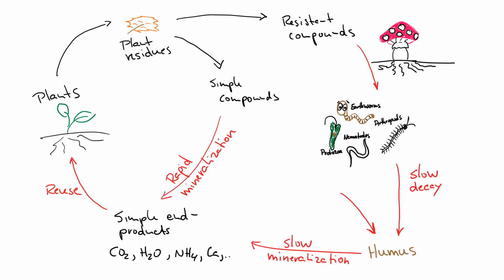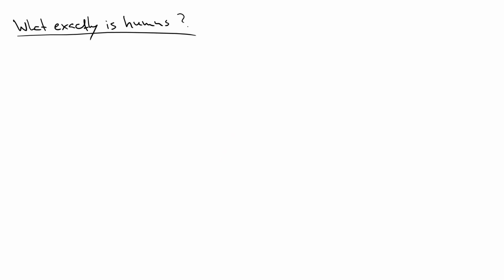The more resistant compounds that we started out with in the plant residues, of course, get broken down as well, and we've learned that fungi and bacteria are involved in this and provide a slow decay towards these more stabilized organic substances. So what exactly then is humus, and how do you make it?